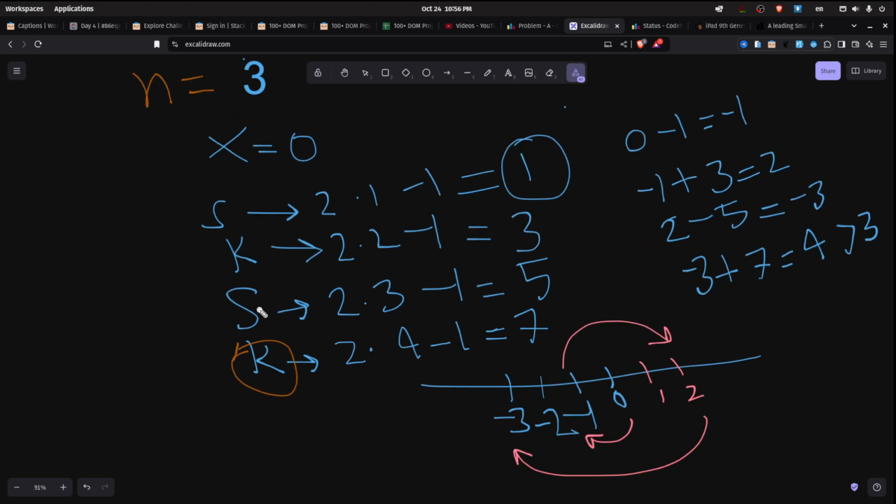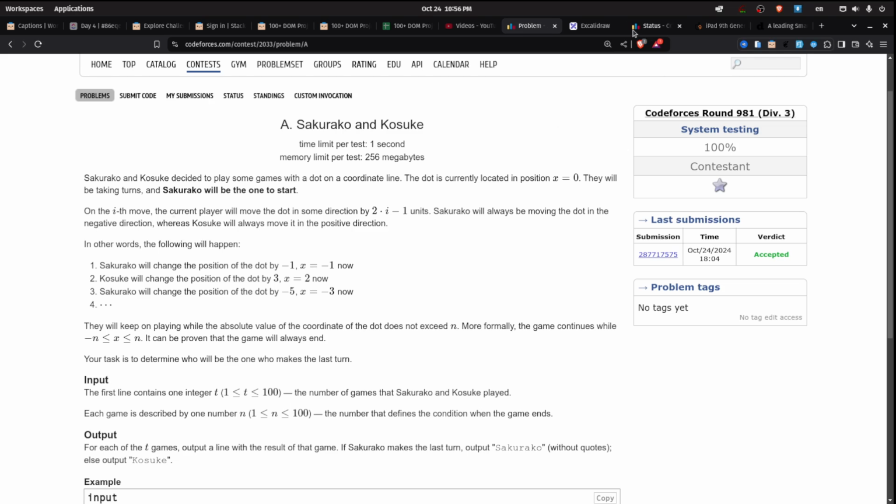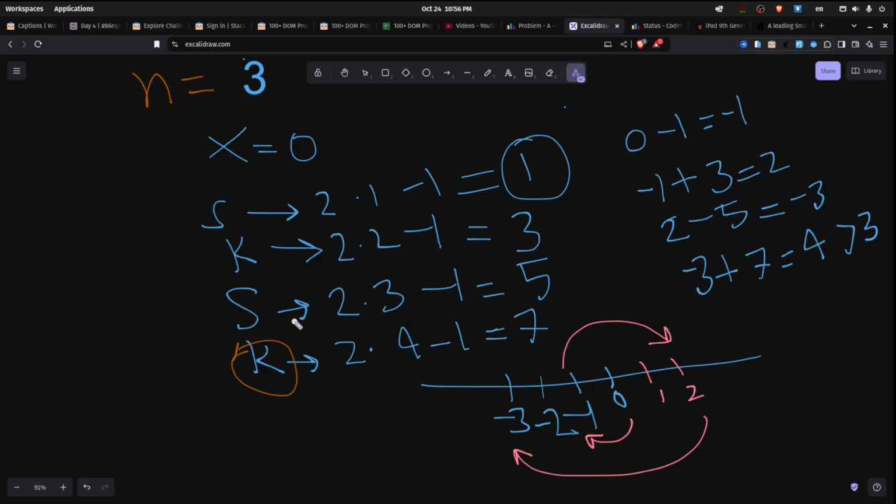So in the third iteration, the i value is 3, and the turn is for Sakurako, and the answer result is 5. So what I have to do is calculate just 2 minus 5. That means 2 is the last position. So 2 minus 5 is equal to minus 3. So I have to move my position from 2 to minus 3. So this is my current position. Okay, and is this greater than n? No, this is not greater than n. So I have to continue again.